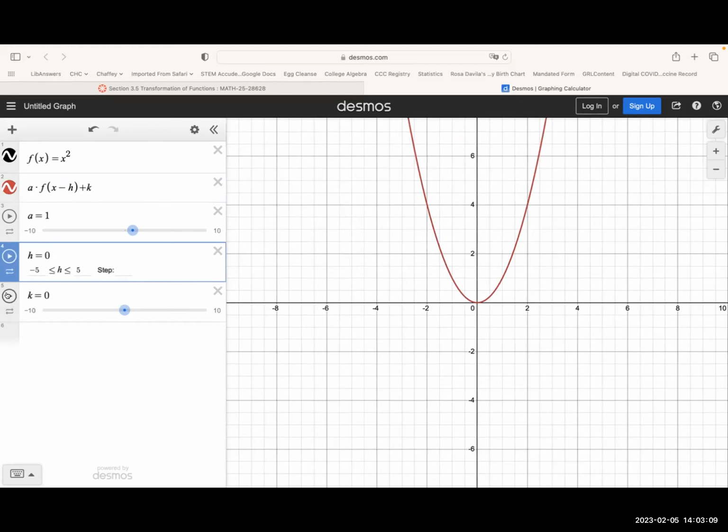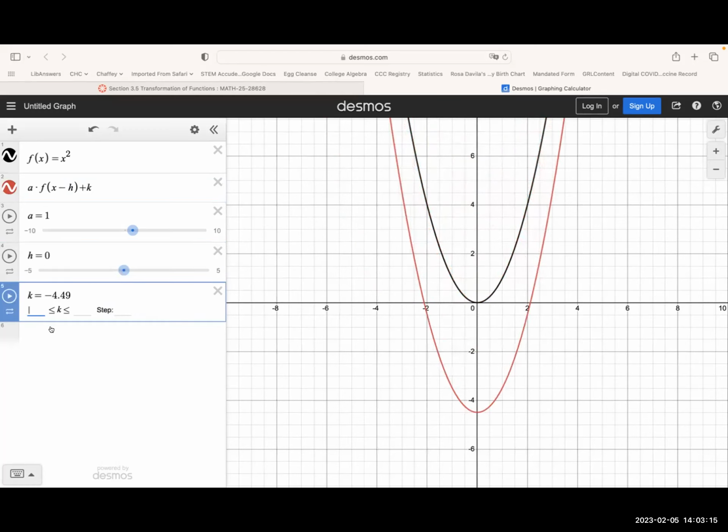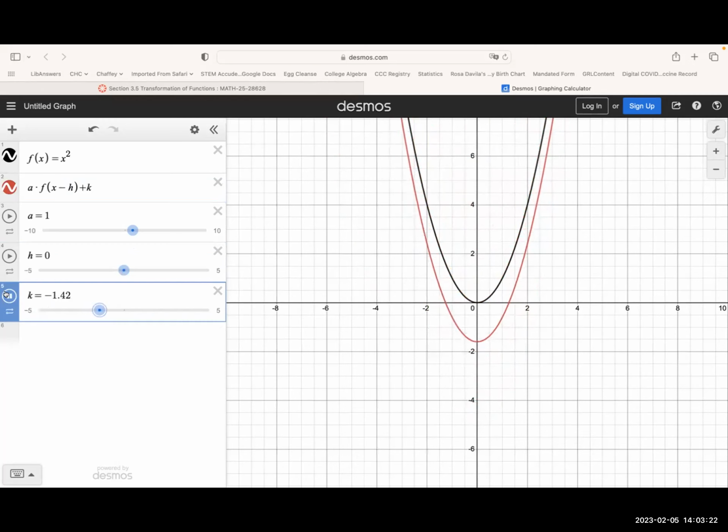to k. Notice that k shifts our graph up and down. Let me restrict this just so we could see what's going on, from -5 to 5. Let's press play. So notice that this shifts up and down. Think of this as kind of an afterthought.